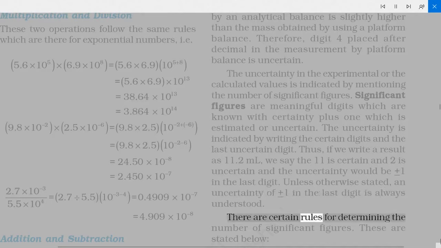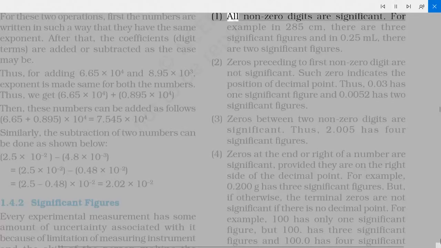There are certain rules for determining the number of significant figures. These are stated below. 1. All non-zero digits are significant. For example, in 285 centimeters, there are 3 significant figures and in 0.25 mL, there are 2 significant figures. 2. Zeros preceding the first non-zero digit are not significant. Such zeros indicate the position of the decimal point. Thus, 0.03 has one significant figure and 0.0052 has two significant figures.